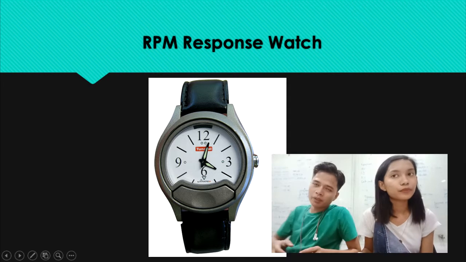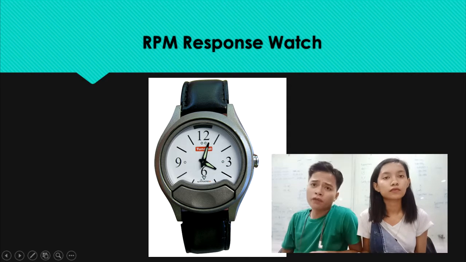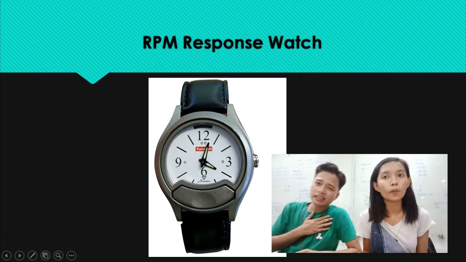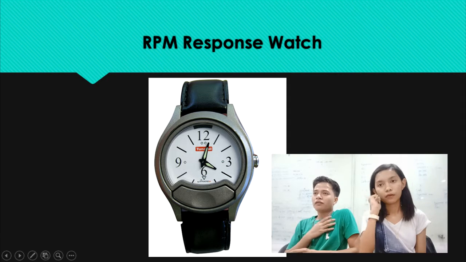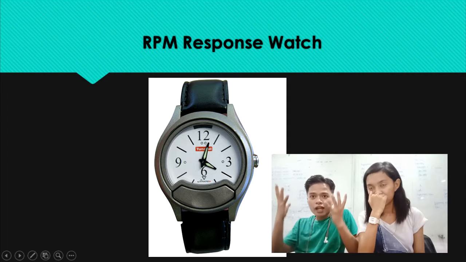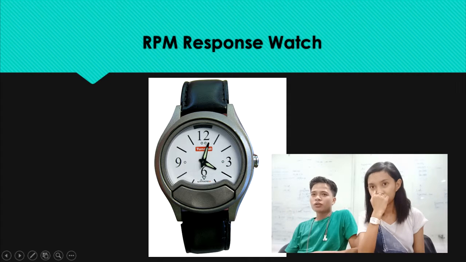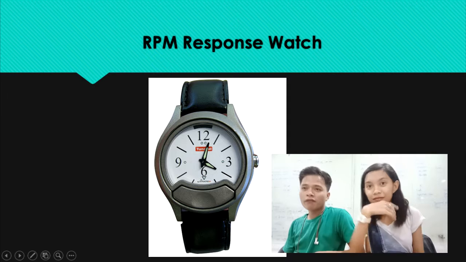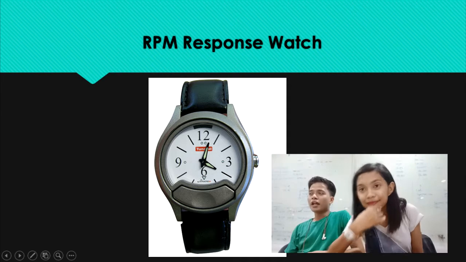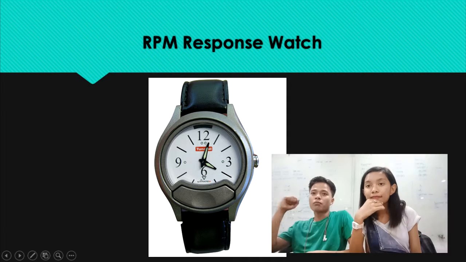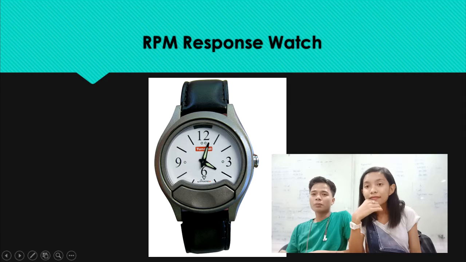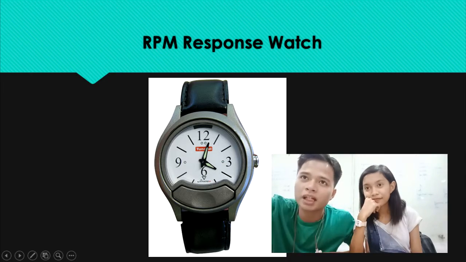Yes, our RPM response watch. For example, I have dementia. If I go somewhere and my dementia kicks in and I don't know what to do or where I am, my loved ones know where I am because I'm wearing the RPM response watch. Through GPS, they can easily locate me. That's the RPM response watch.